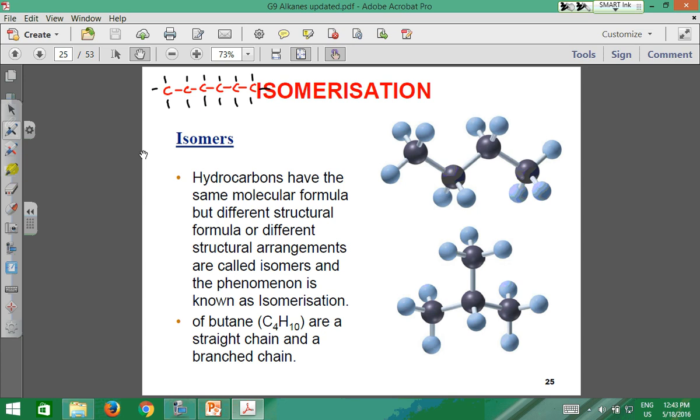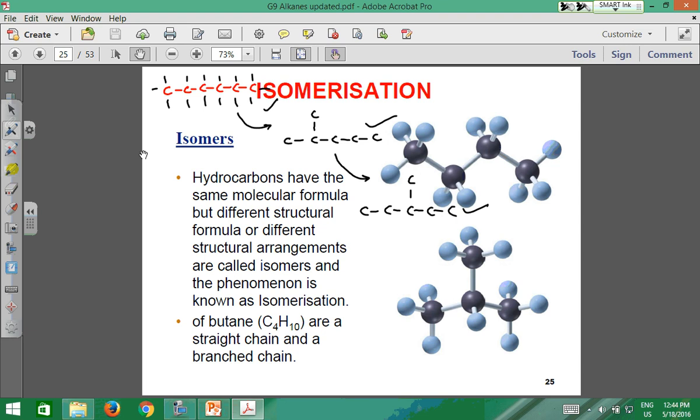This hexane has different structures. I can write the structures in a different way also. So let me write the first 5 carbons: 1, 2, 3, 4, 5. No problem, let me put 1 carbon here. Definitely. Can I write in another way also? Instead of putting this carbon here, I can put it here. 1, 2, 3, 4, 5. Yes, and I can put a carbon here also. So one isomer is this, another isomer is this, another isomer is this.